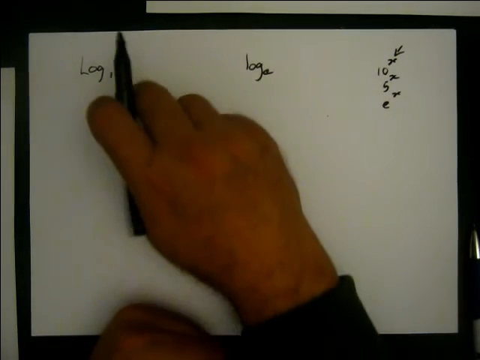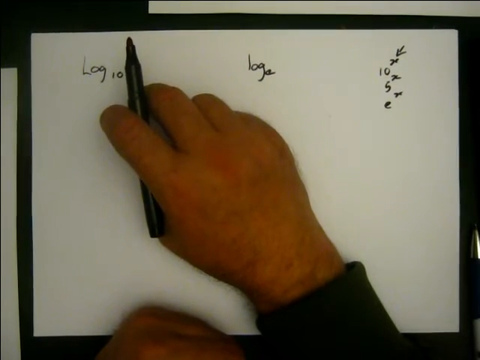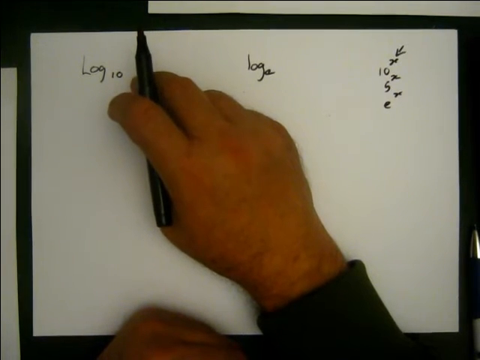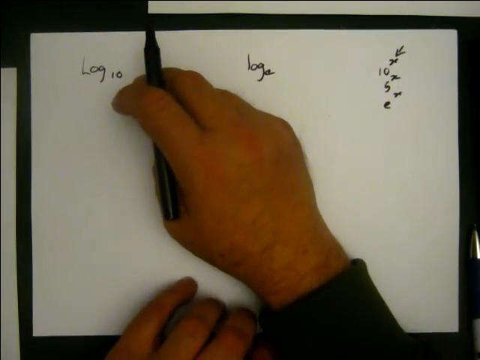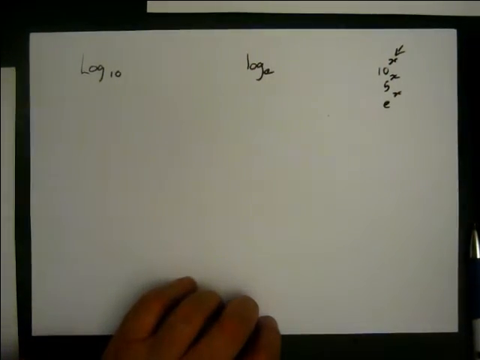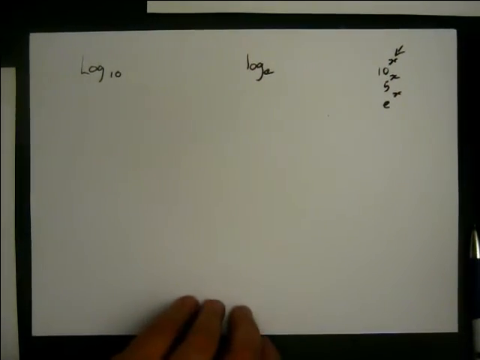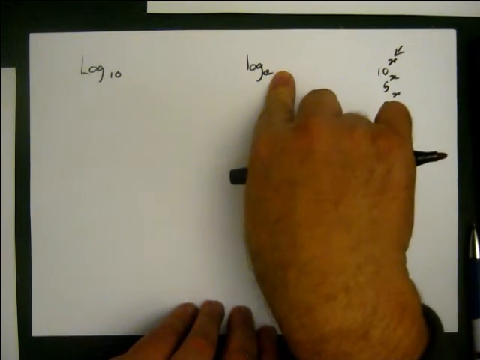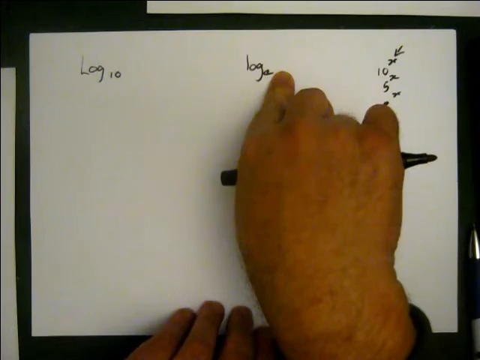So why do we use log 10? It's simple. We've got 10 fingers, and we like to count in tens. If we had 12 fingers, we'd probably use log 12. Why do we use log e? That's because a lot of stuff, particularly in calculus, revolves around e. If you use log e, it makes it a lot easier to do calculus.